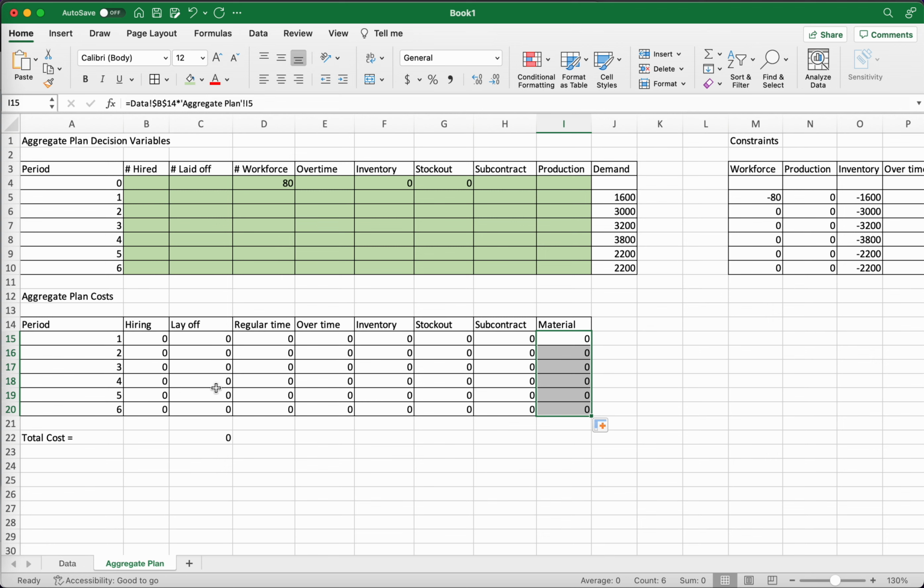So you have hiring cost, layoff cost, regular time, overtime, inventory, stock out, subcontract, and material. These are all the cost values, and the total cost is the sum of all of these cost values, right? That's the total cost.